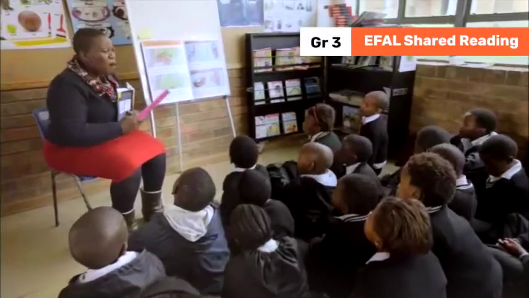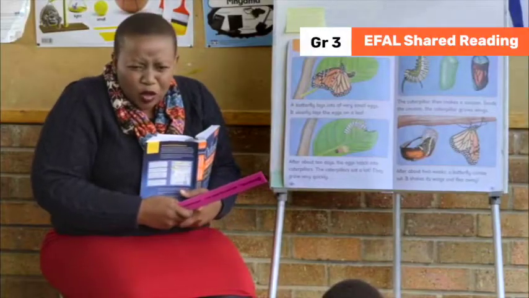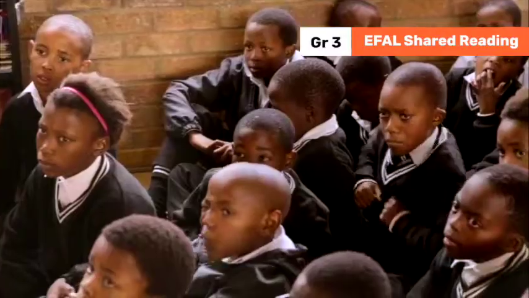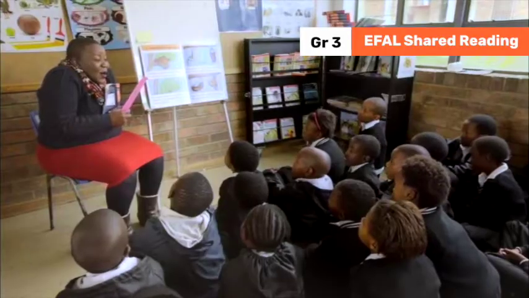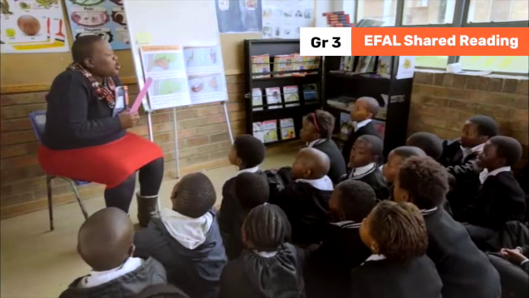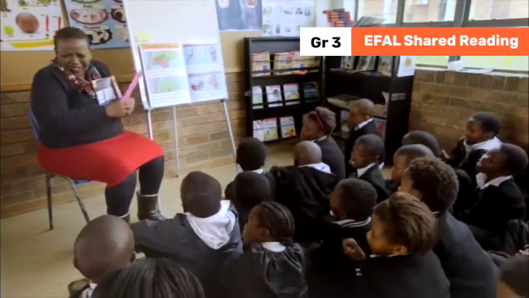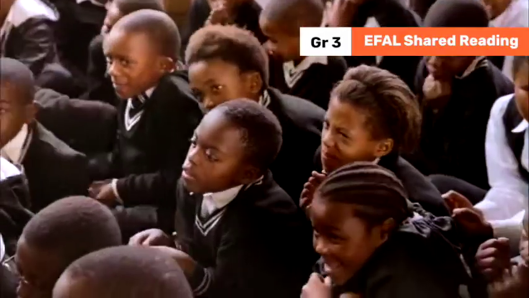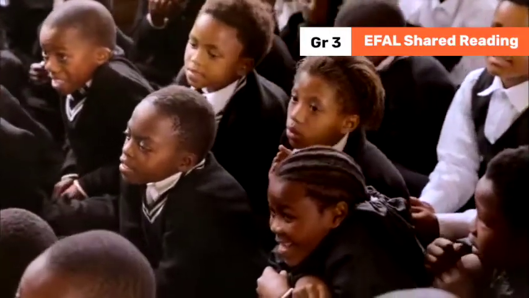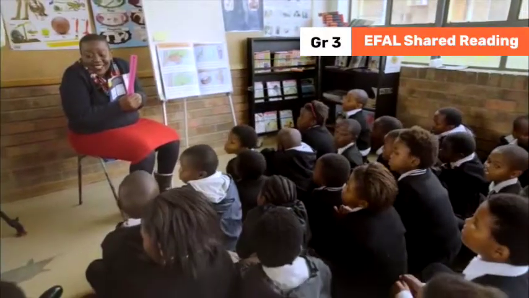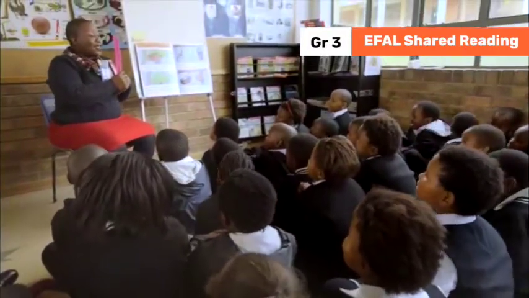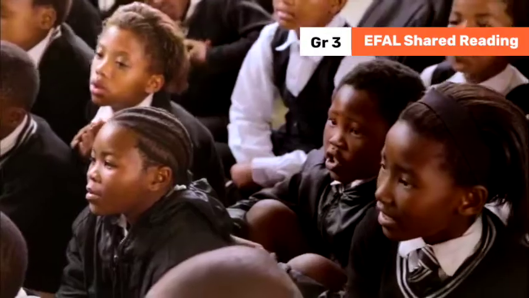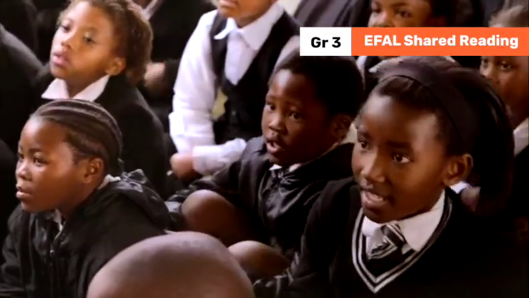Can you show me if you were a butterfly? How would you come out of your cocoon? Like this? Squeeze. You would be squashed. Show me what you'd look like if you were squashed. It would look like this. And what would you need to do? Push. Push out of the cocoon and then shake your wings. Why would you shake your wings?